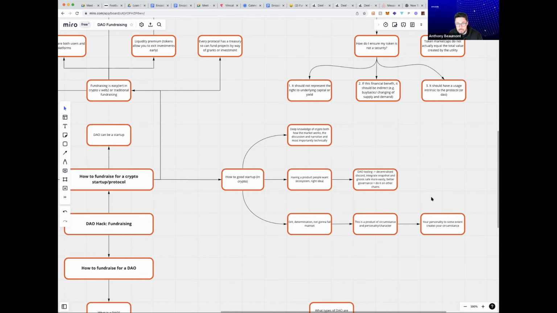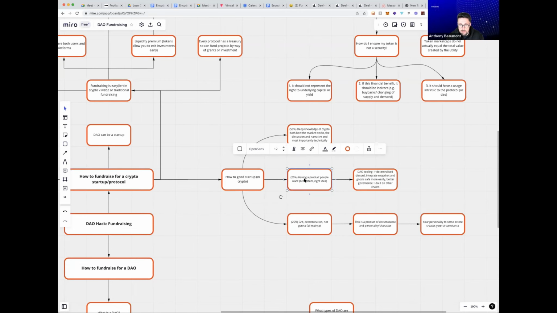So I think broadly these three things, like grit and determination, and I'm going to put percentages on them. I think this is at least 50% of it. I think this is kind of 25, and I think this is 25. You don't need to have it. Crypto will find a way of funding you without this.